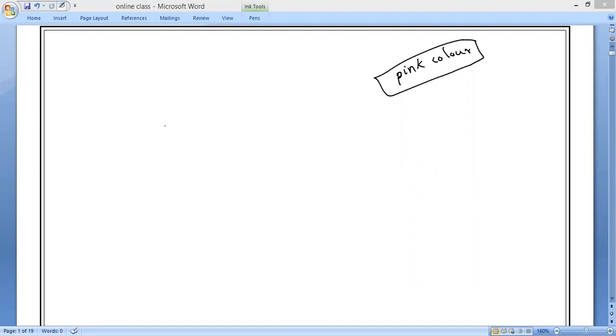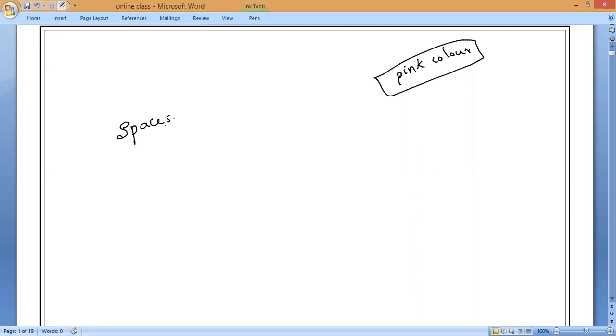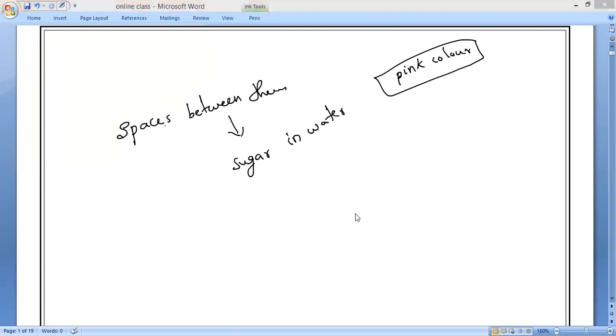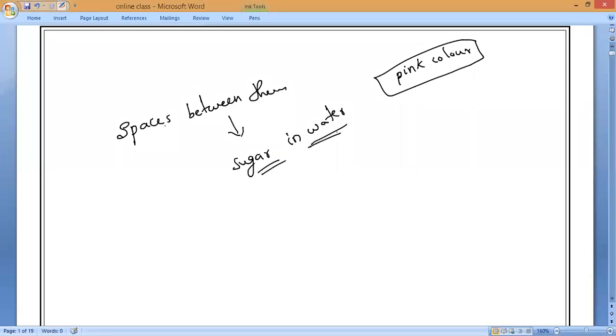Now, what is the second experiment we have done? The particles of matter have spaces between them. To prove that, what is the experiment we did, guys? Sugar and water, sir. Yes, we dissolved sugar in water. If we dissolve sugar in water, is the water level increasing? No. The sugar particles will dissolve and occupy the gaps present between the water molecules. So the water level will remain the same.